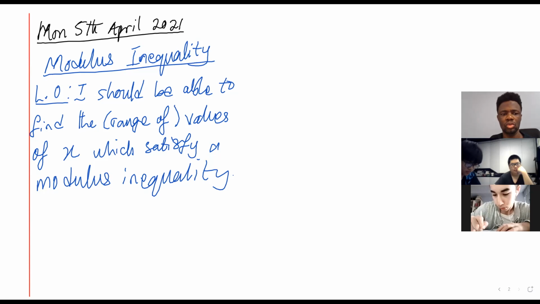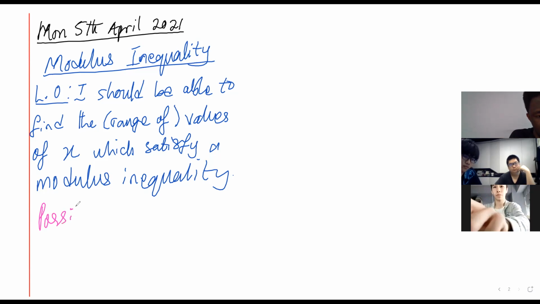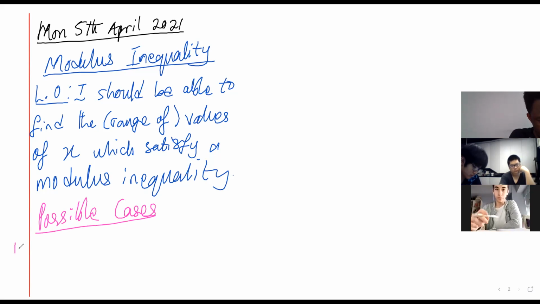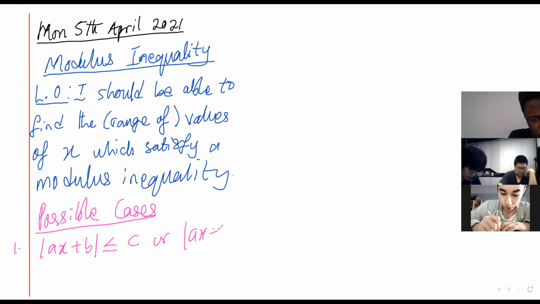So again, there are two scenarios you can come across. You are going to come across the one with just a number, just like yesterday. So you're going to be having these two possible cases. The first one, you're going to be having ax plus b less than or equal to c. Of course, it could be greater than as well.